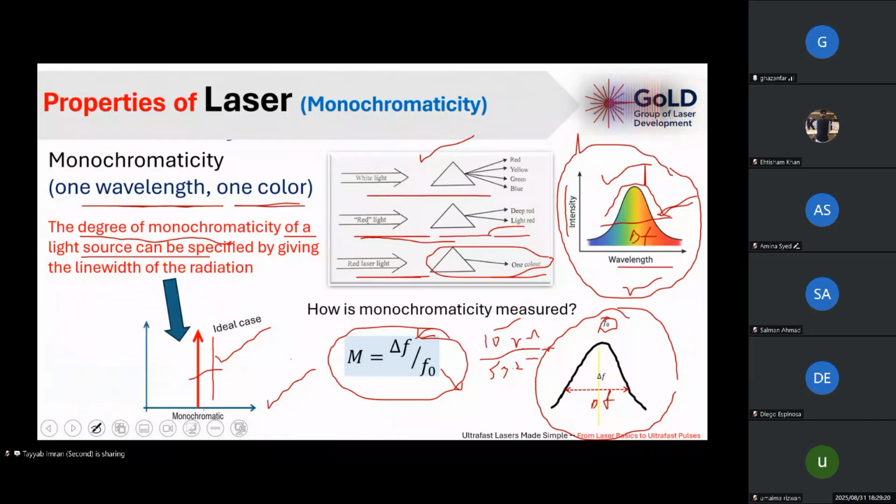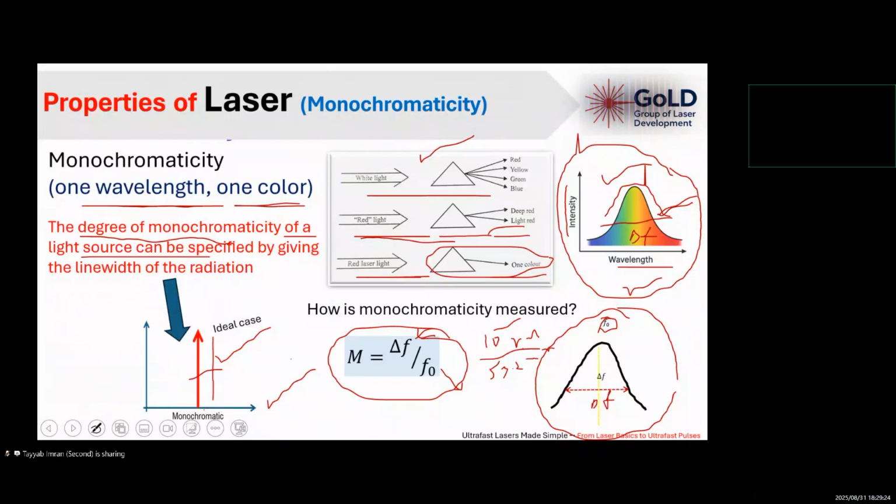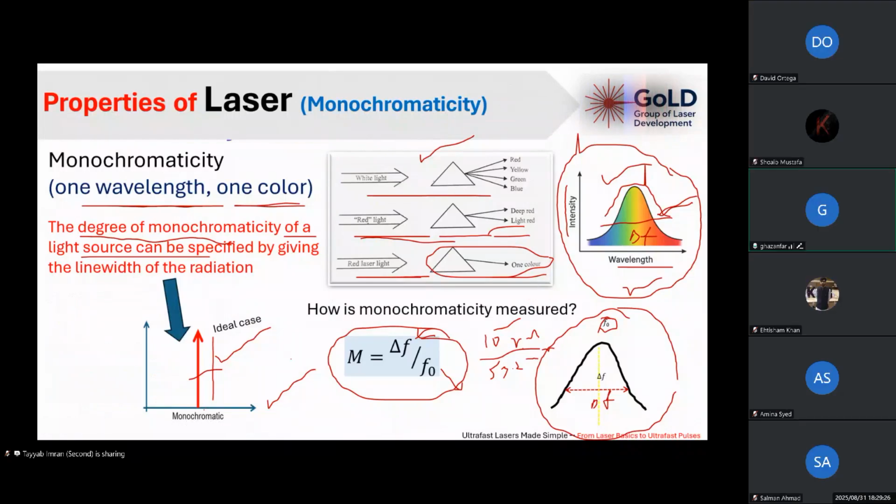Yes, sir, this one. Sir, here for the monochromaticity, you mention the formula delta f over f naught. So the ratio must be less than 1 for maximum monochromaticity. Yes, it has to be. Okay. Sir, the other question is where you mentioned that we can measure the divergence.